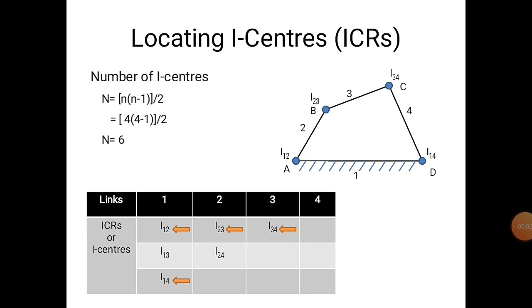Now if you observe, the position of point A is not going to change with the rotation of link 2. Therefore this instant center I12 is referred to as a fixed instant center. Similarly, I14 is another fixed instant center for links 1 and 4, located at point D. Hence, I12 and I14 are called the fixed instant centers.